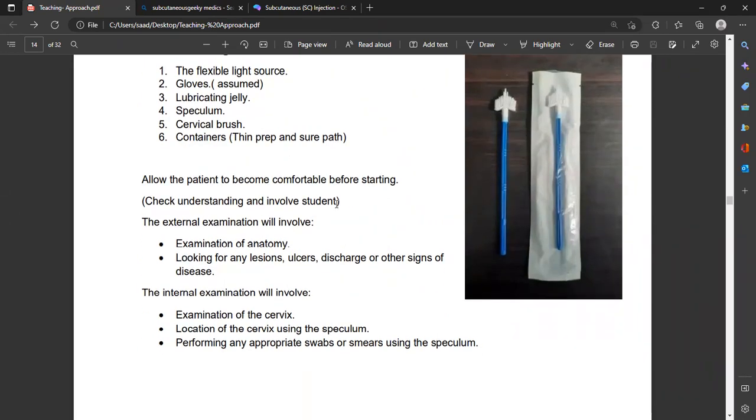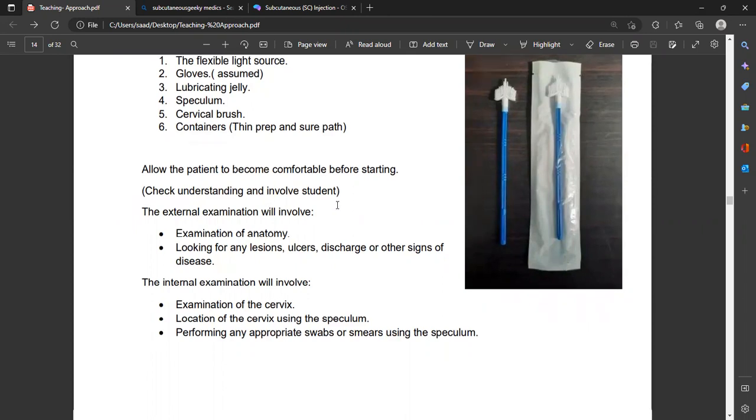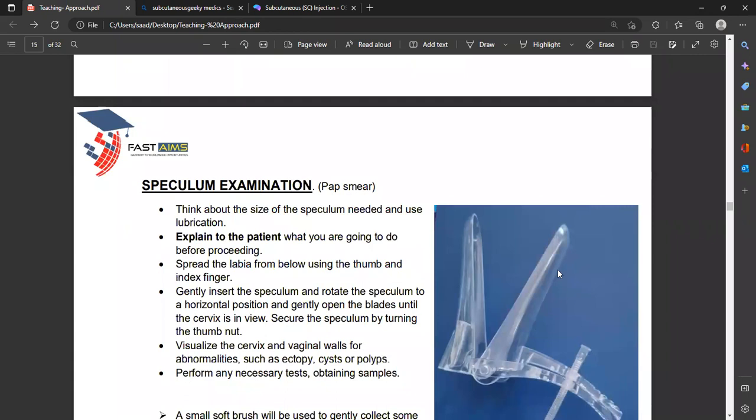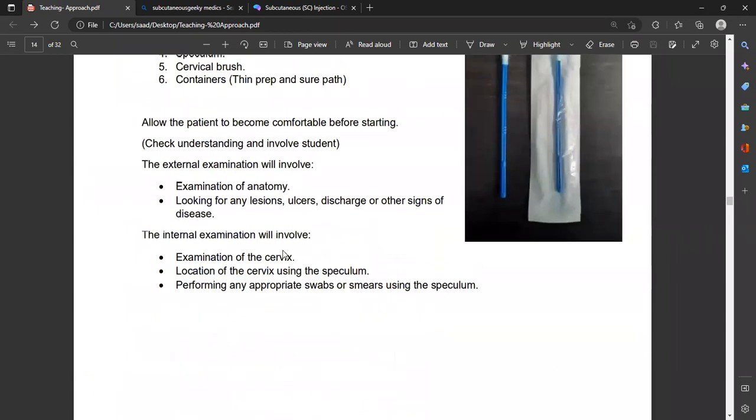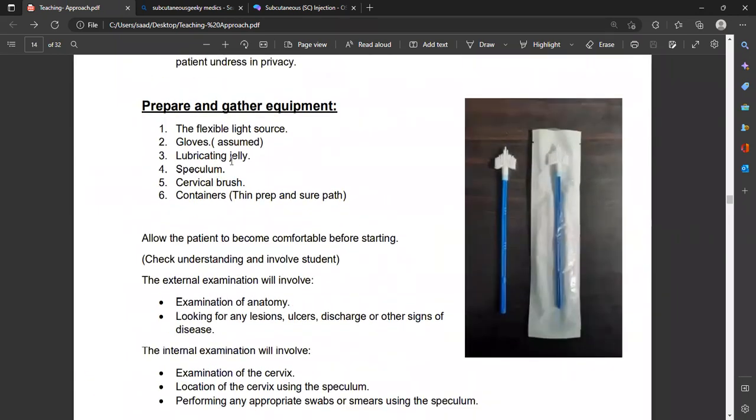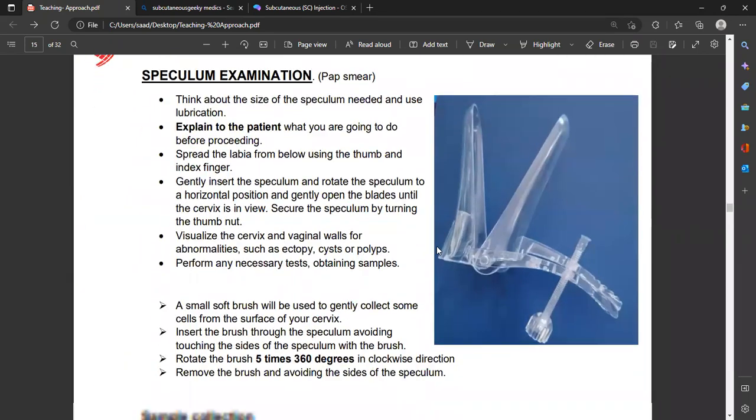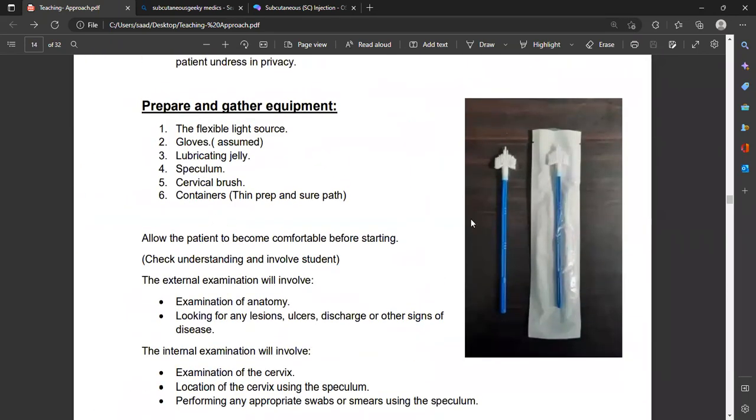And then lubricating jelly, it comes in a sachet. There on the table, there will be a sachet, and you have to just open it and cover this speculum with the jelly. And then the speculum looks like this. This is the speculum, and then the brush. This is the cervical brush.